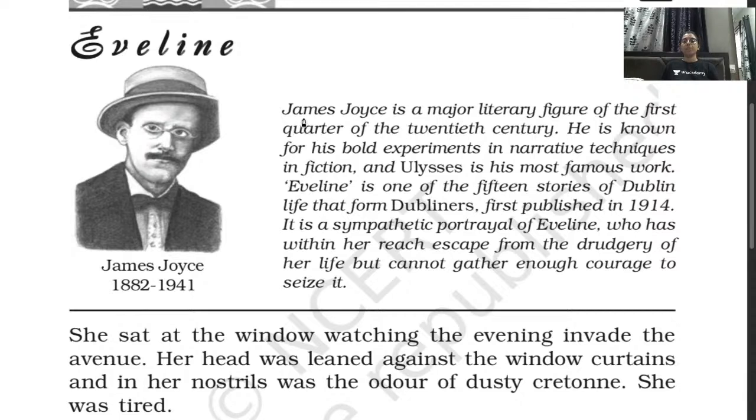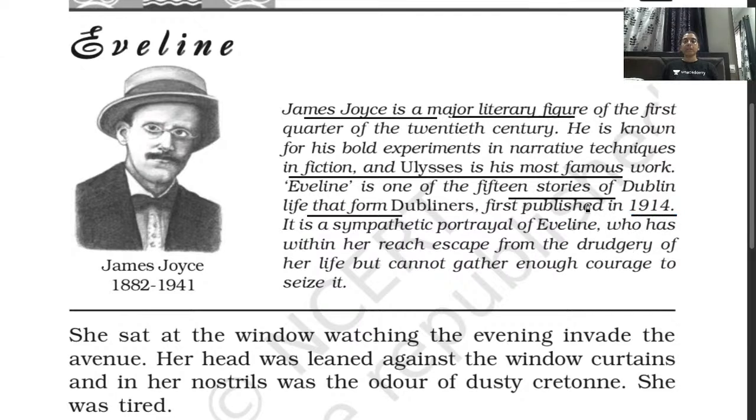James Joyce is a major literary figure of the first quarter of the 20th century. He is known for his bold experiments and narrative techniques in fiction, and Ulysses is his most famous work. Eveline is one of the 15 stories of Dublin life that the Dubliners first published in 1914.